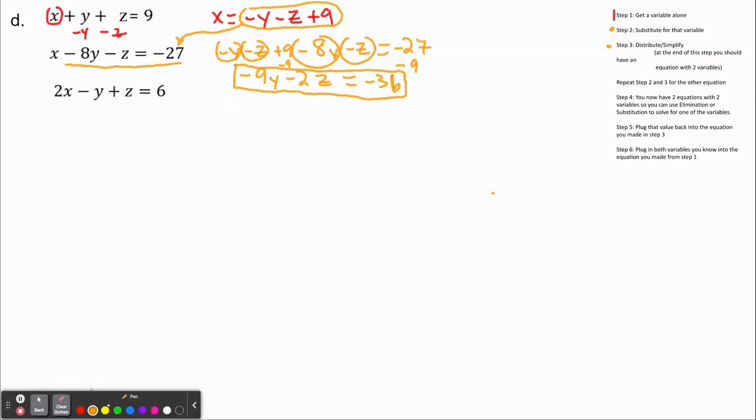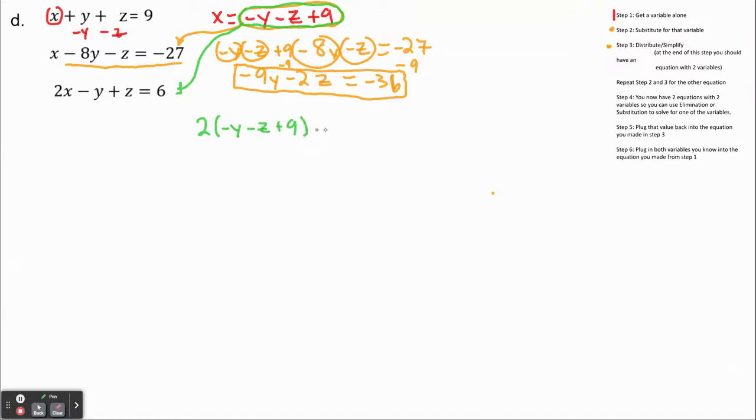So now I'm going to repeat these steps. I'm going to substitute again, but instead I'm going to substitute into my second equation. What that'll look like is I have 2 times x, which is all of this, minus y plus z equals 6. So again, I'm doing step 2 and step 3 to distribute and simplify. Distributing this 2 to get negative 2y minus 2z plus 18 minus y plus z equals 6.